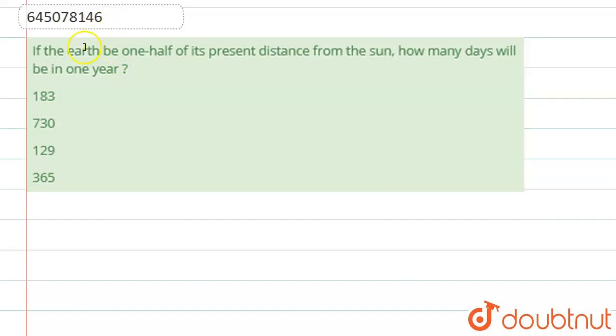Well, hello students. Now we're going to see this question. The question says that if Earth be 1/2 of the present distance from the Sun, then how many days will be 1 year? Okay, so basically I'll explain you what is 1/2 firstly. Okay, 1/2 is not 1/2. It is 1/2.